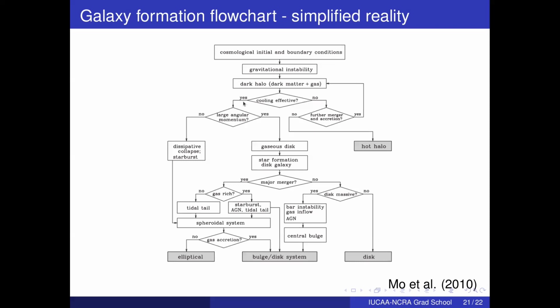If cooling is effective, then you have two situations: the gas has large angular momentum or not. If it doesn't have large angular momentum, you can have a starburst, maybe dissipative or perhaps dissipationless also. But if you have large angular momentum, then you get the formation of a gaseous disk, which leads to star formation and eventually a disk galaxy.